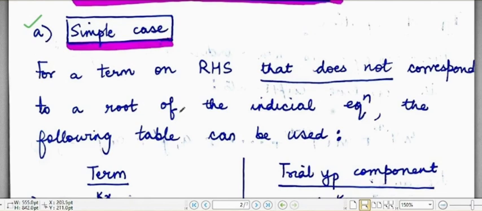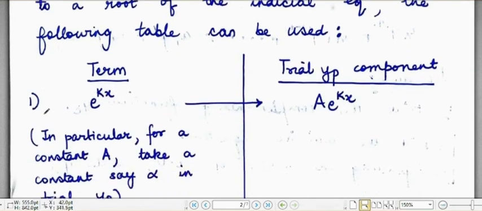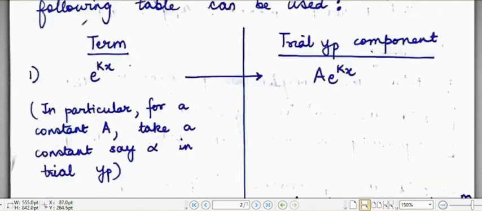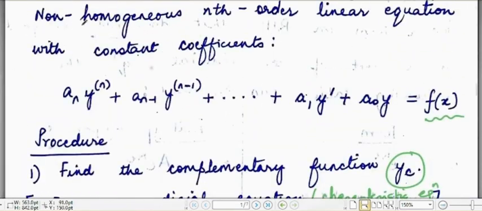Now for a term on the right hand side that does not correspond to a root of the initial equation, the following table can be used. The meaning of this will be clear to you once I discuss non-simple cases in the next video. So for now you can just look at this table. Suppose there is a right hand side involved in the given differential equation, the f(x) component. The right hand side of the differential equation given to you is an exponential function.